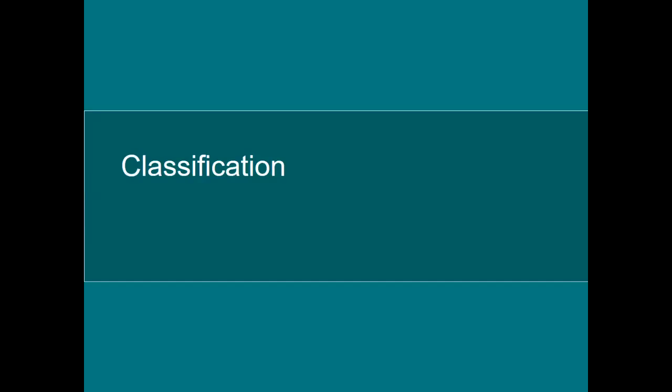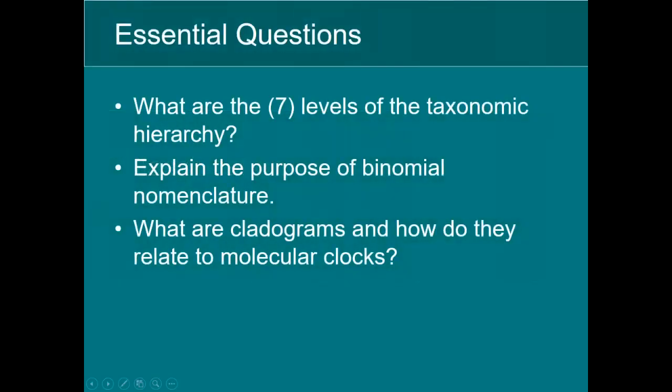Our essential questions for today are: number one, what are the 7 levels of the taxonomic hierarchy? Okay, so we'll go over these 7 levels and I'll help give you a way to remember them, and then we'll talk about how they're related to each other.